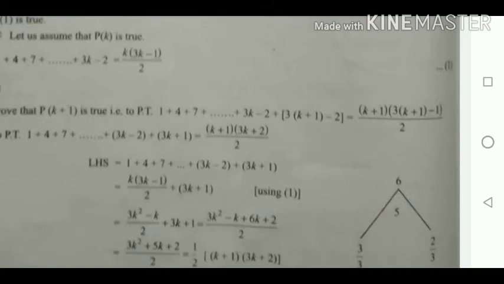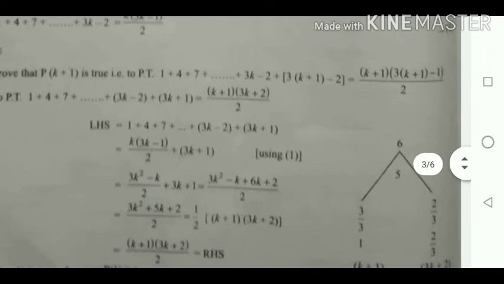So LHS: 1 + 4 + 7 + ... + (3k-2) + (3k+1). It becomes k(3k-1)/2 + (3k+1). In both terms (3k+1) is common. Before that, I am multiplying it by k, that is 3k² - k + 3k + 1.